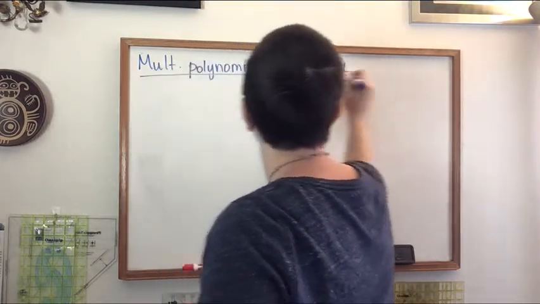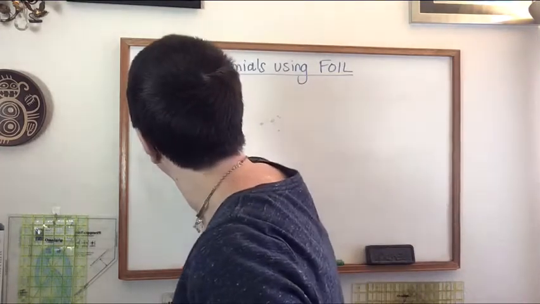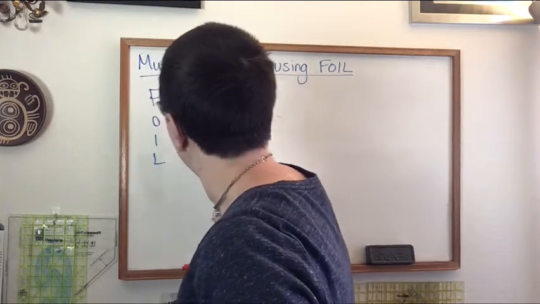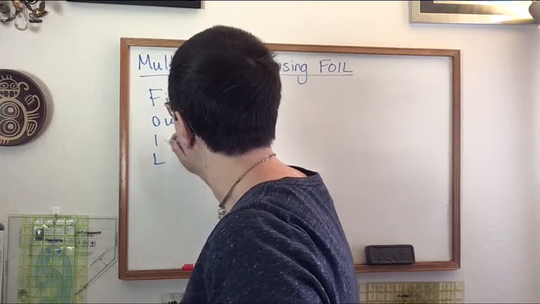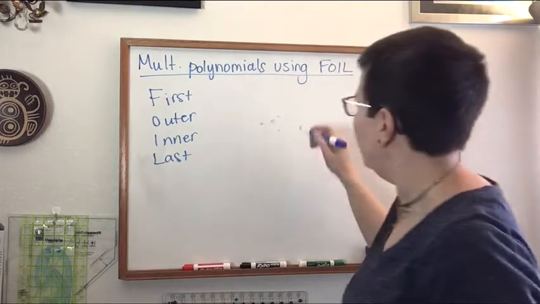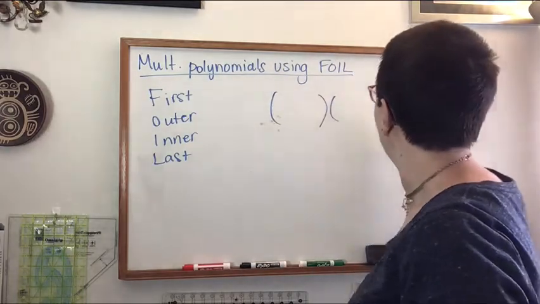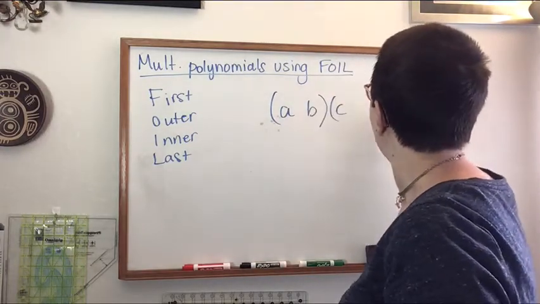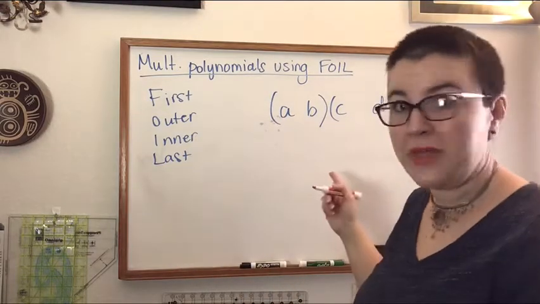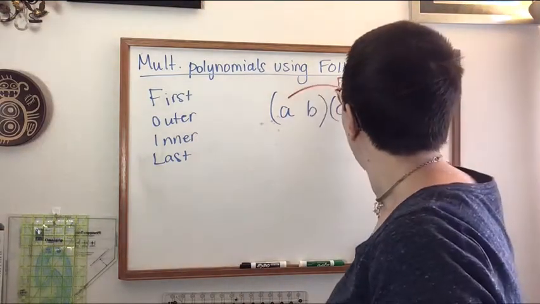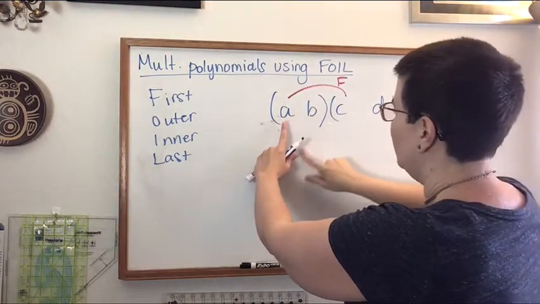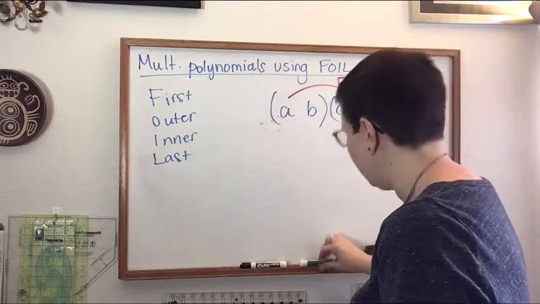Okay. FOIL stands for first, outer or outside, inner or inside, and then last. And what it does is it gives you a way to multiply a 2 by 2. F: those are our first two terms, right? So the first one in the first parenthesis and the first one in the second parenthesis.